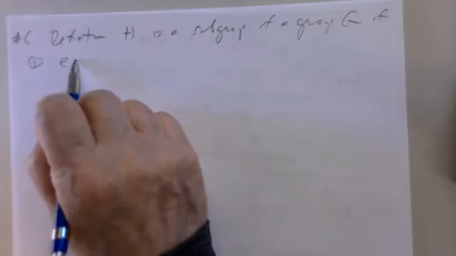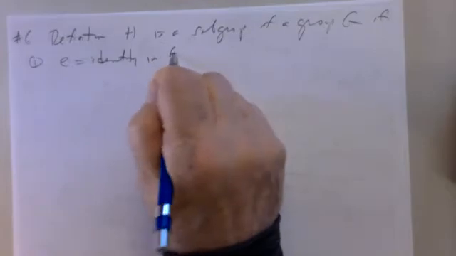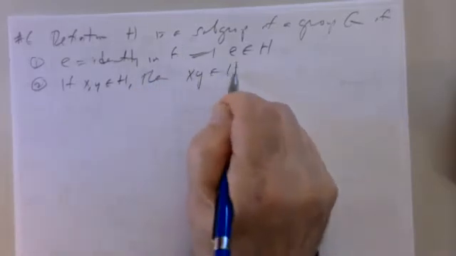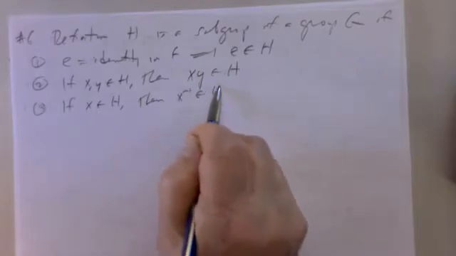So number 6, remember the definition. H is a subgroup of a group G if it satisfies the following 3 properties. First, the identity is in the group. So if e is the identity element in G, then e is also in H. Second, if x and y are both in H, then their product is in H. So H is closed under multiplication. And third, if x is in H, then x inverse is in H. So that's the definition of a subgroup.